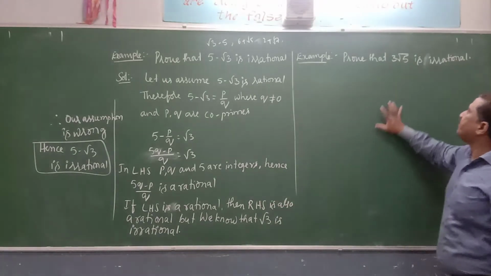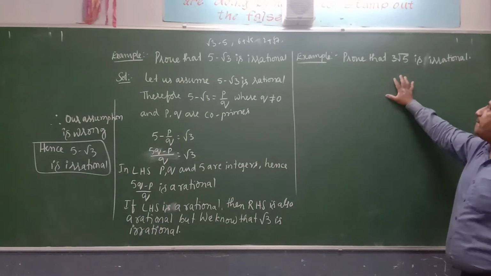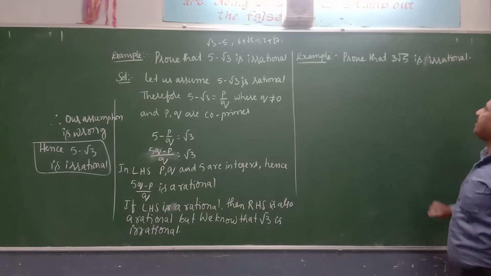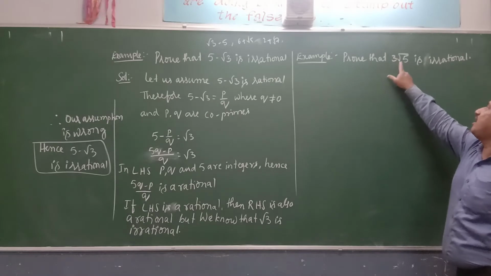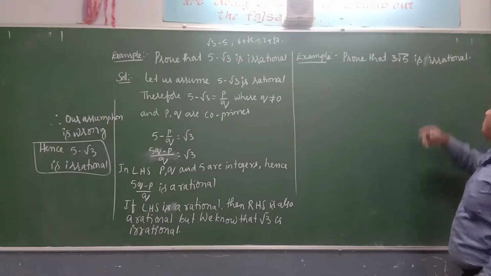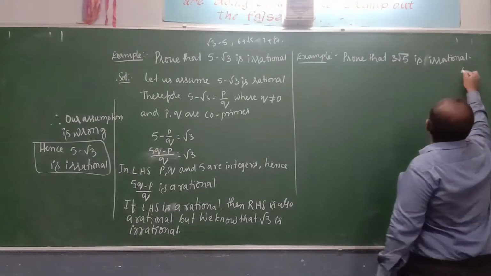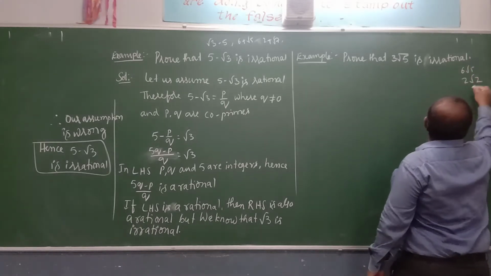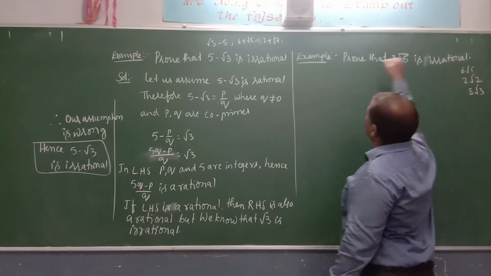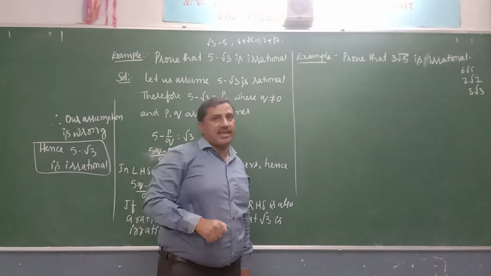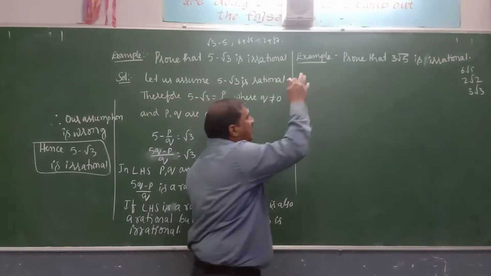Now similarly, the next example. Prove that 3 root 5 is irrational. That is, the product of a rational and an irrational is also irrational. Like 3 root 5, we can write 6 root 5, 2 root 2, 3 root 3. All these numbers will be proved in a similar way. So again, what is it?